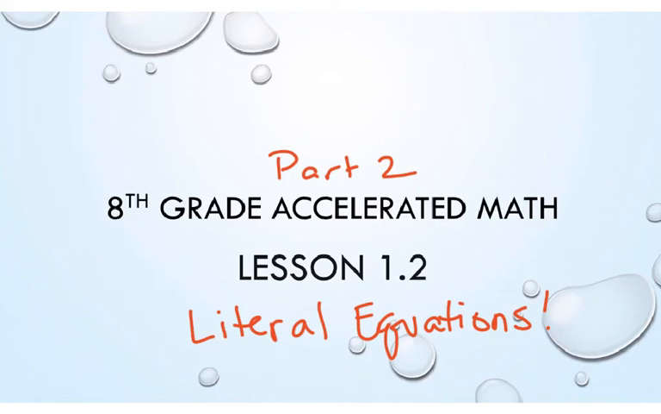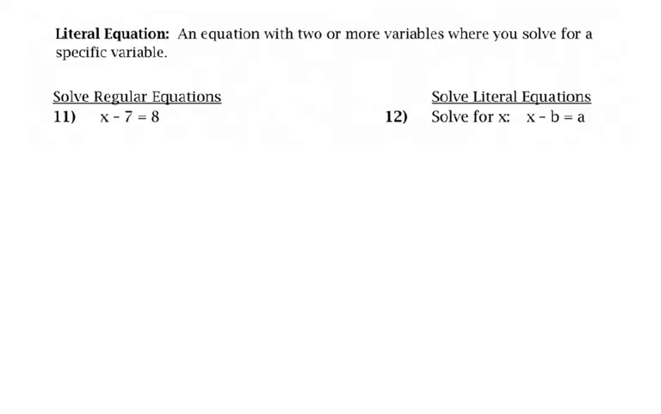This is the second part of the lesson, and in this part we're going to talk about what are called literal equations. A literal equation is an equation with two or more variables, and you're going to solve for a specific variable. So you're not going to solve for just one variable, like x equals 5. You're going to have variables in your answer, so x equals 5 plus b or something like that.